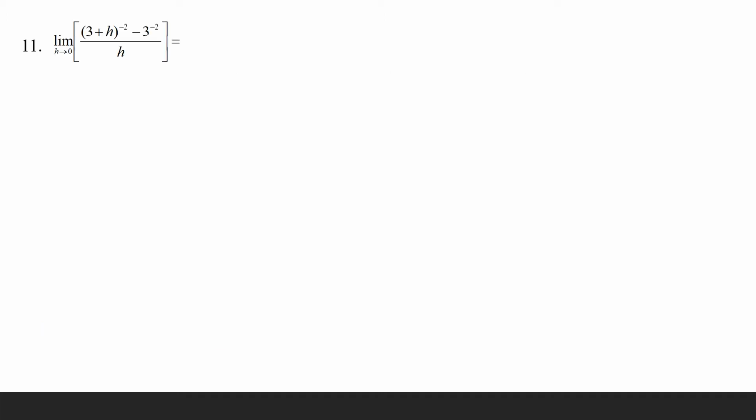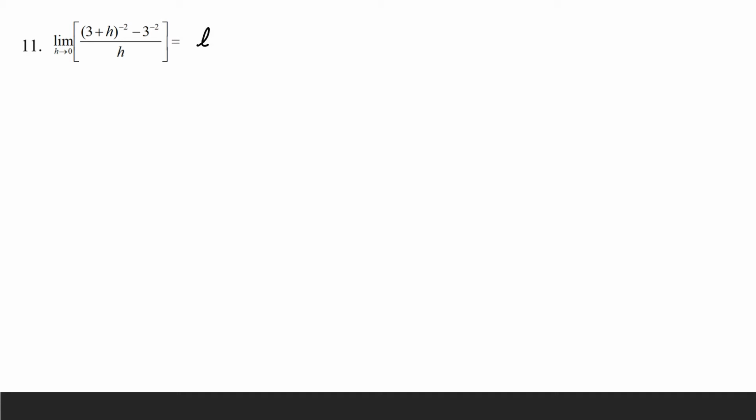We need to evaluate the limit as h approaches 0 of the quantity 3 plus h to the negative second power minus 3 to the negative second power all over h. Now, these negative exponents are not helping us here. Sometimes they're useful, like if you're simplifying some sort of expression where you have a lot of exponents, but they're not helping here. So let's rewrite these by finding the reciprocal.